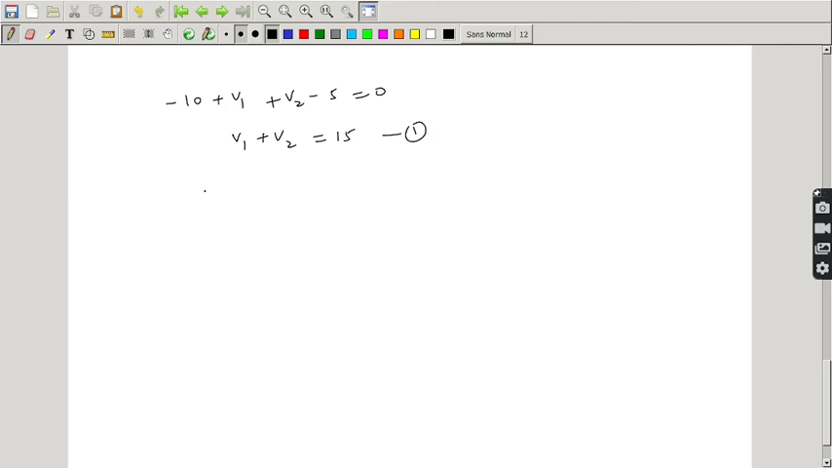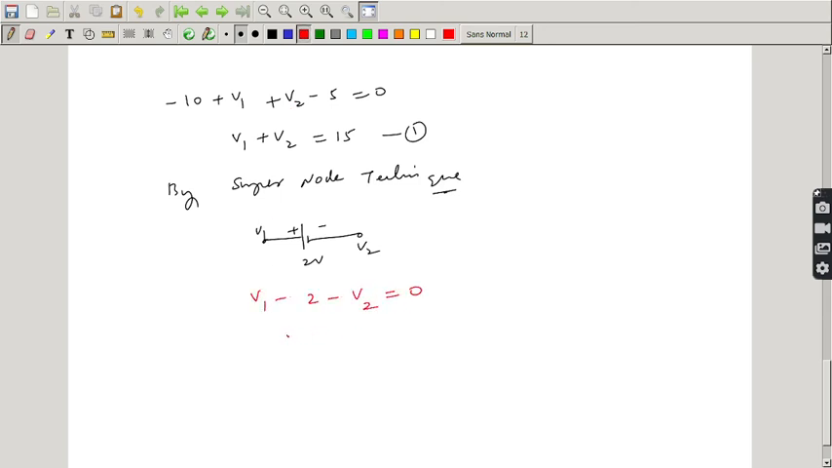Now you can apply KVL at the common source by using the super node technique. It is connected like this: this is V1, this is 2 volts plus minus, and this is V2. So I can write V1 minus 2 minus V2 equals 0. So V1 minus V2 equals 2. You can take this as equation number 2.